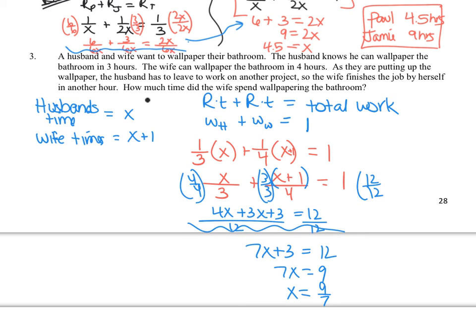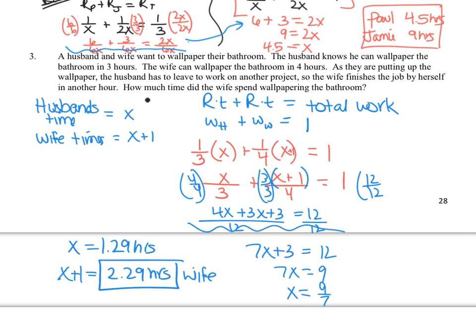Okay, so I'm going to round that right now. So that means that X is 1.29 hours. That's the husband's time. We want the wife's time. So always make sure that you are answering the correct question.